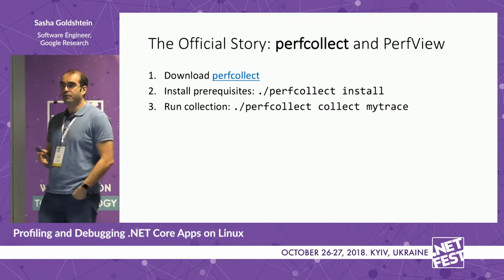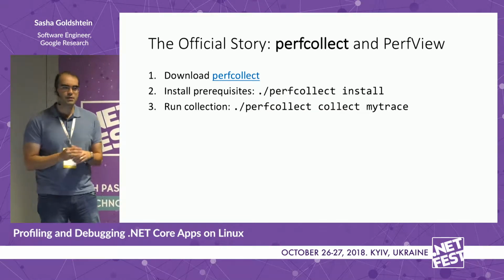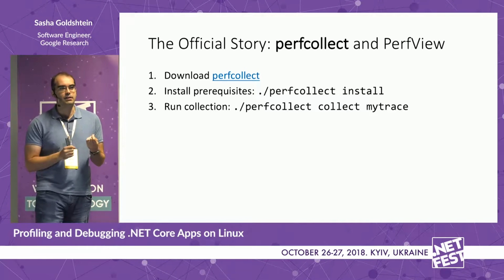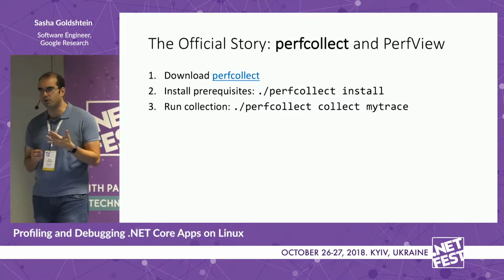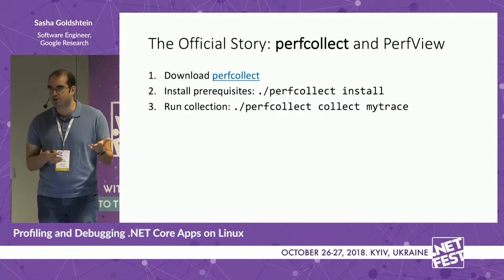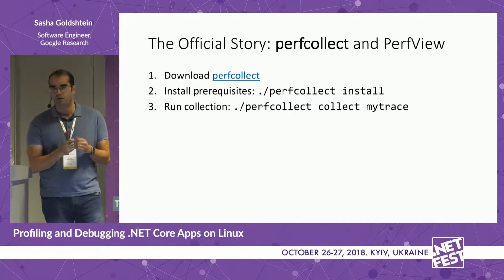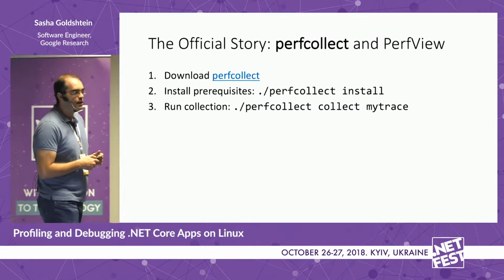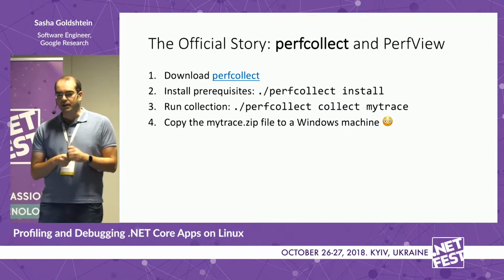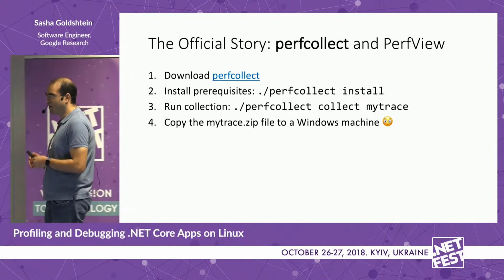And then you run PerfCollect, and you tell it to start recording. And there's some arguments to control what exactly you want it to do. Do you want to record a CPU profile? Do you want to record garbage collections? Do you want to record memory allocations? You have a little bit of control on what to record. And then, when the recording completes, you get a zip file, which you copy to a Windows machine.